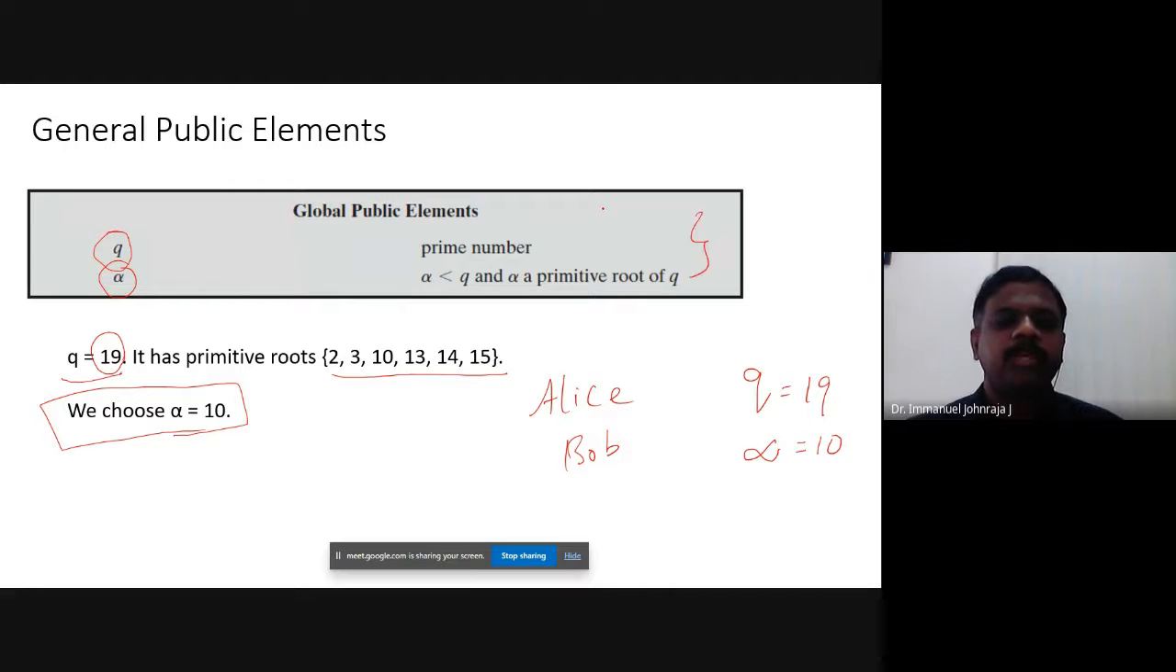This is similar to your Diffie-Hellman, where you got two values. I'm just going to quickly recall what we have learned so far. So the global public elements, there are two values, q and alpha. Q is the prime number, alpha is the primitive root of q, and it also should be less than q. All right. So in our example, we have chosen 19 and the primitive root of 19, alpha, as 10.